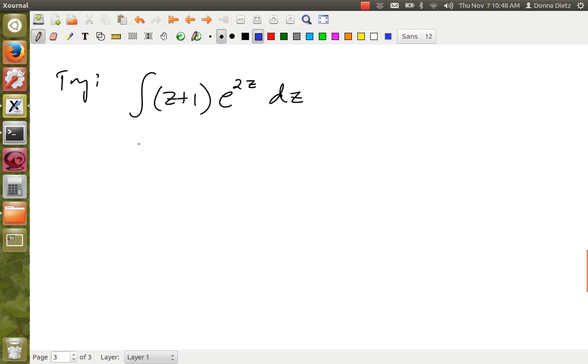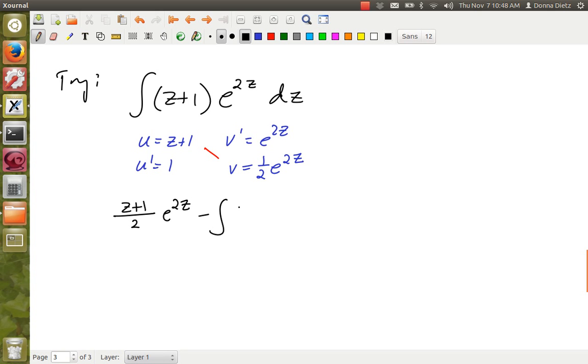Okay, so I'm going to say u is equal to z plus 1, v prime is everything else, and again, e to the 2z is itself. It just kicks out something. What does it kick out? It's a 1/2. Match these pieces up. Just be careful that you don't lose them. Make sure the z plus 1 stays as a group. And then you go that direction.